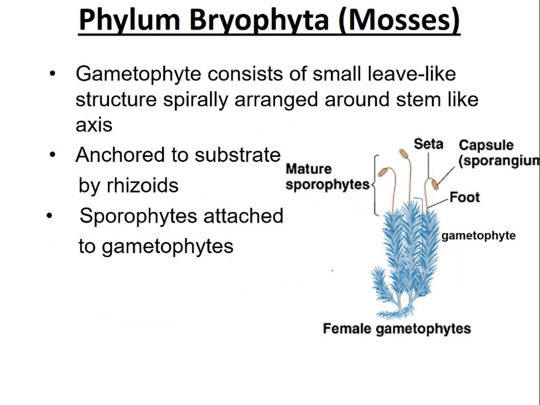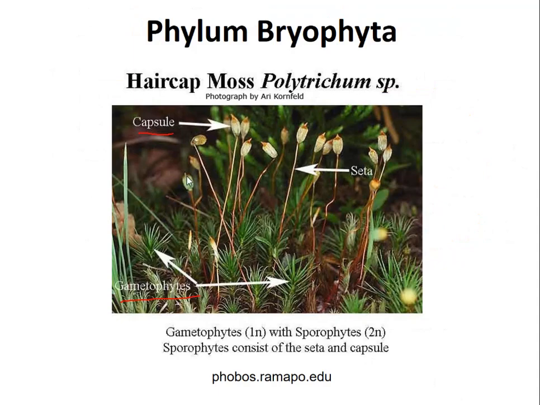Now let's see the first phylum, which is phylum Bryophyta, the mosses. In Malay, mosses are called lumut. So the gametophyte is dominant. Remember, the dominant stage of the life cycle is the gametophyte. The gametophyte has small leaf-like structures right here, spirally arranged around a stem-like axis. You can see here in the phylum Bryophyta, the example here is Polytrichum, you have a capsule containing sporangia that contain spores. And this is the gametophyte.